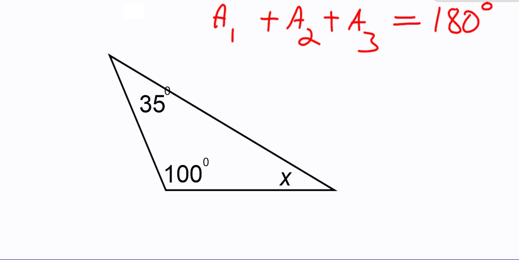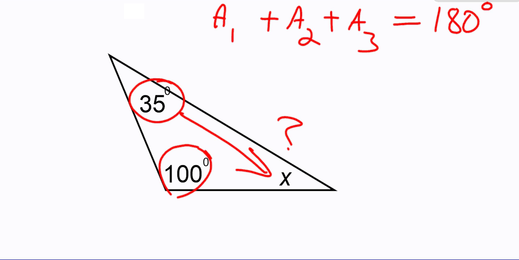And eventually you'll get to a point where if I give you one, well, we'll save that for another day. Let's just talk about this. So let's take a look at our example here. It says 100 degrees, 35 degrees. And so as we look at this, the question would be, if this is 100 degrees and this is 35 degrees, what is the third angle?